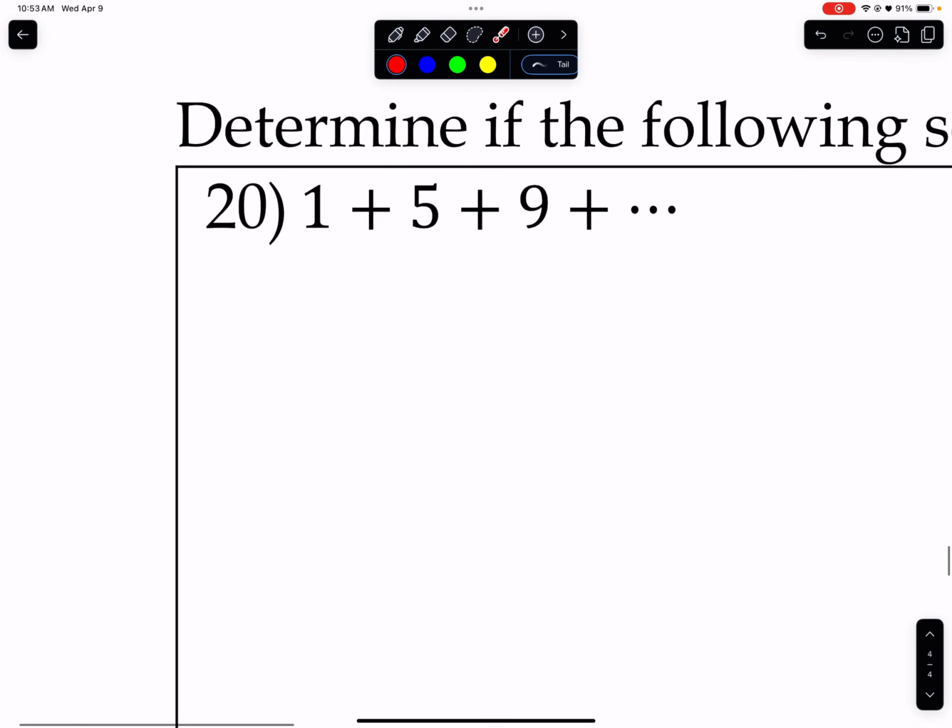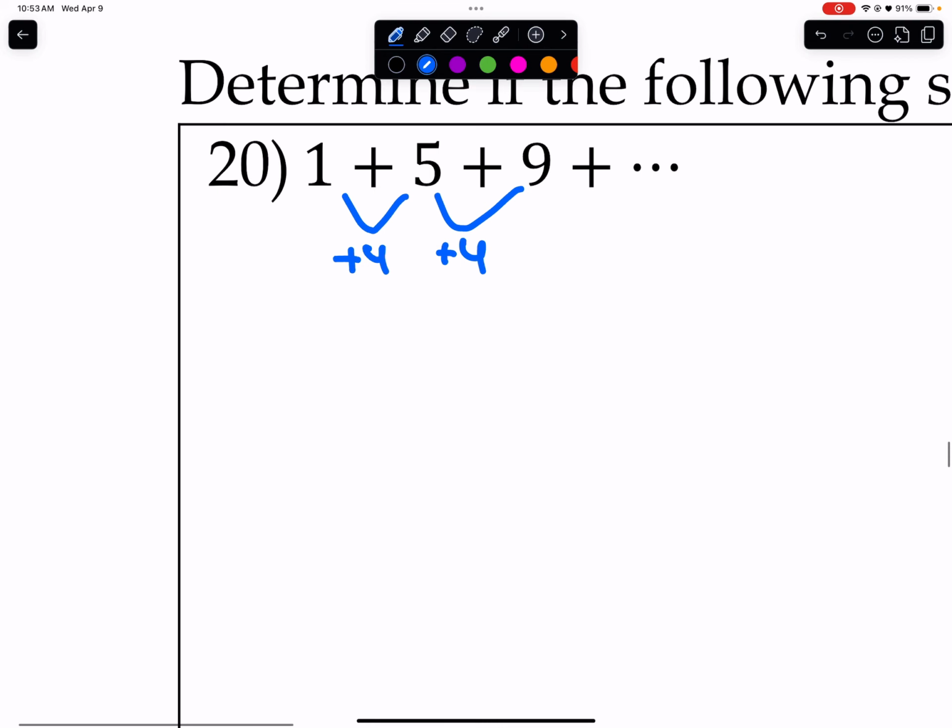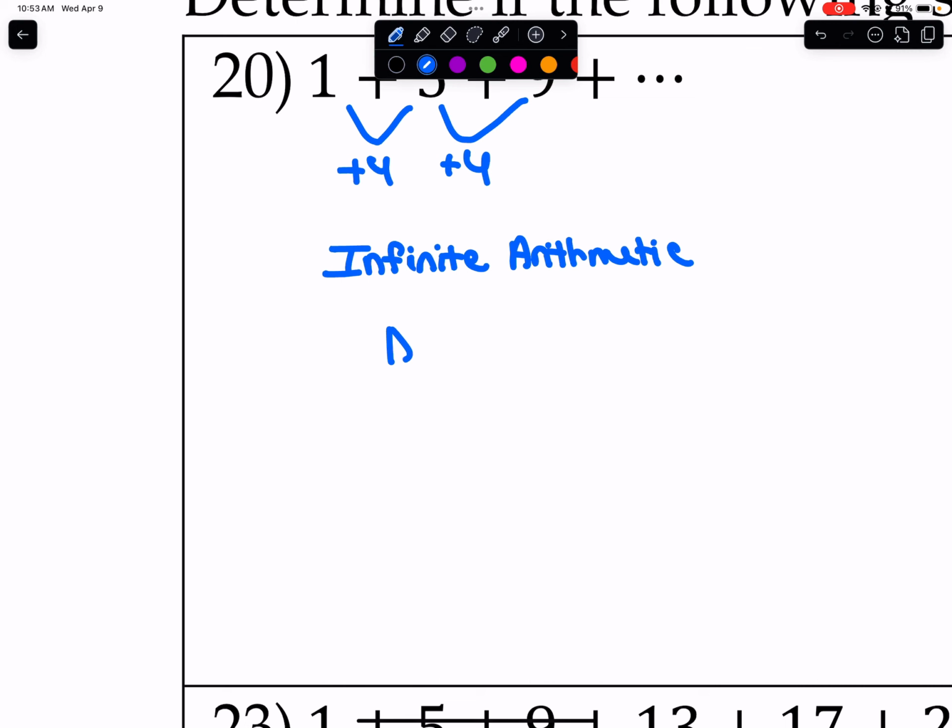So looking here, I have infinite, and we want to determine arithmetic or geometric. So we're going from 1 to 5 to 9. So this change is plus 4. So it's infinite arithmetic. And infinite arithmetic always diverges.